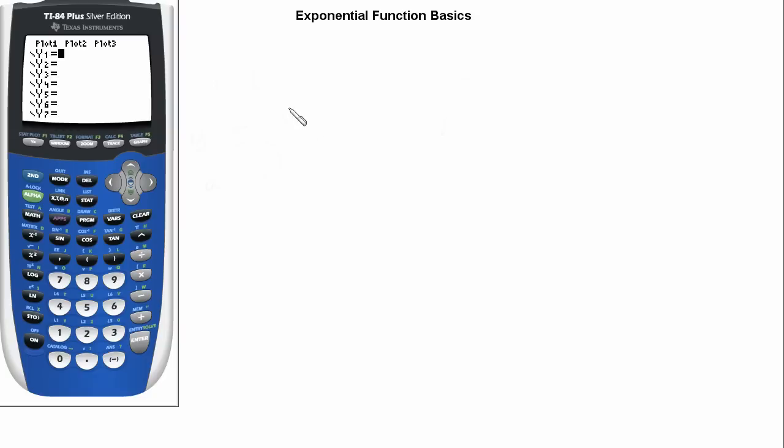The basic exponential equation will be in the form of y equals a times b to the x. Okay, so our independent variable x will always be the exponent, and our dependent variable will be in its normal location by itself. So remember our rhyme real quick.